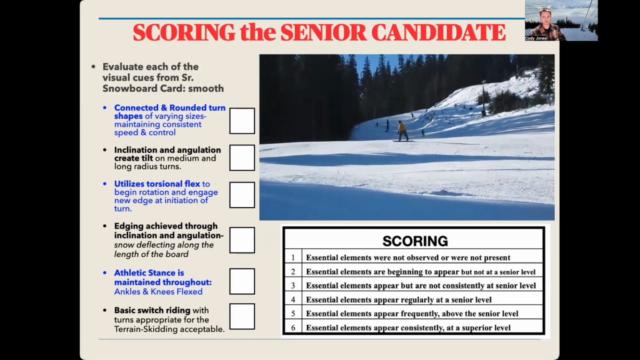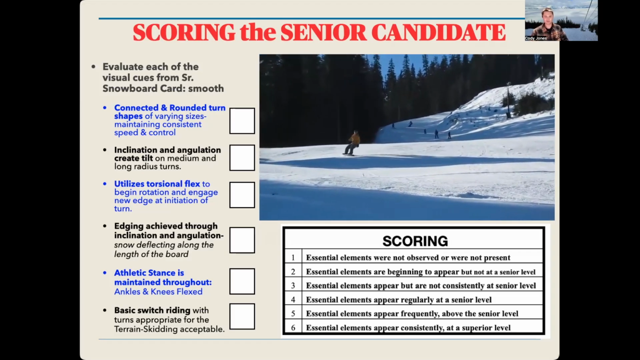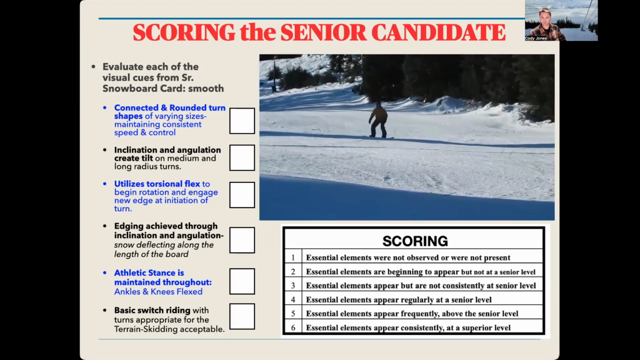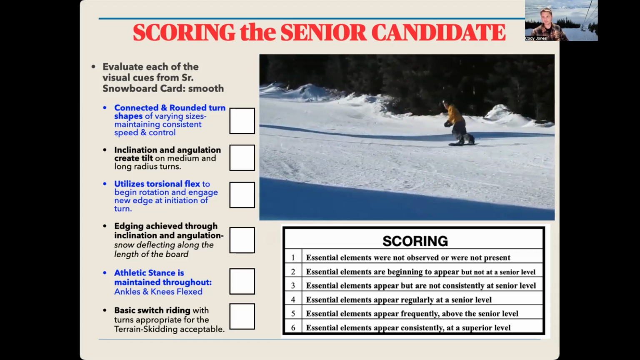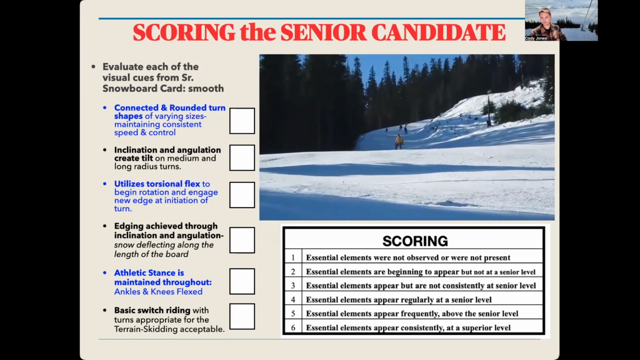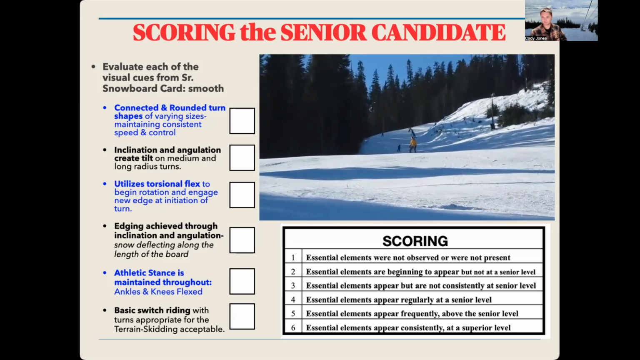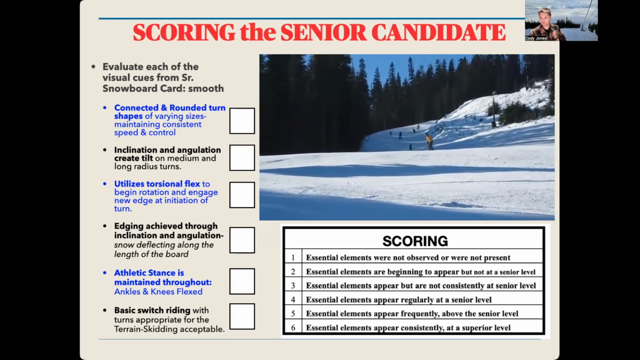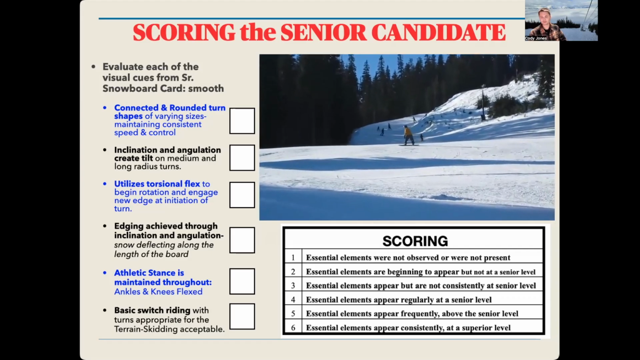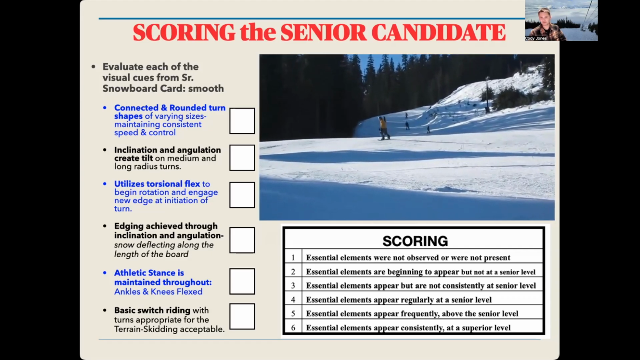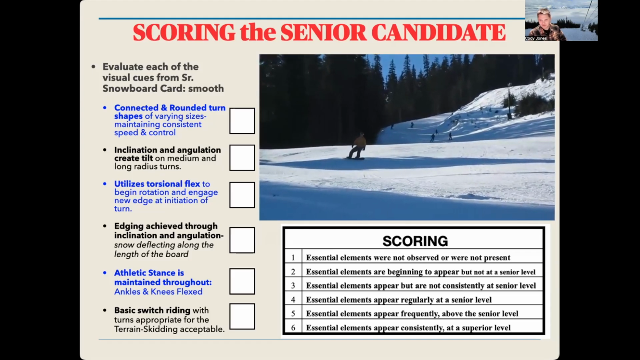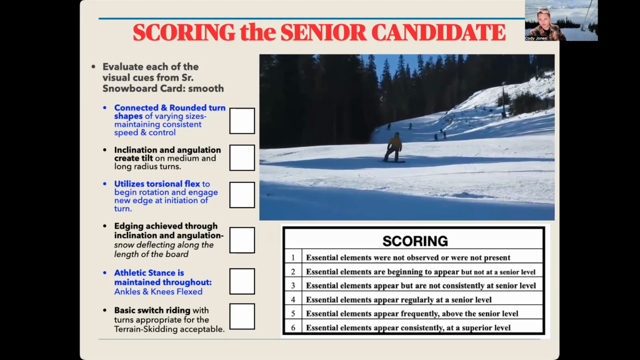Edging achieved through inclination and angulation, snow deflecting along the length of the board. This is very similar to point 2, but this is getting into a little bit more of the pressure management. So this is looking at the snow deflecting along the base of the snowboard. And we want to look and see, do they have snow deflecting off the full length of the snowboard, or is it more off of the back foot? And as they come around, you can see that a lot of it is off the back foot.